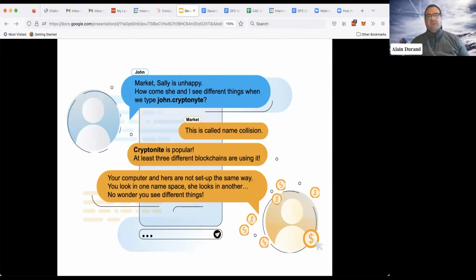And John goes to Market and says, Sally is very unhappy. She sees different things when she types John.Kryptonite than I do. And Market says, what? That's name collision for you. Kryptonite is very popular. It's available on at least 3 different blockchains. Your computer is not set up the same way as Sally's. So you look in one namespace, she looks in another. No wonder you see different things.